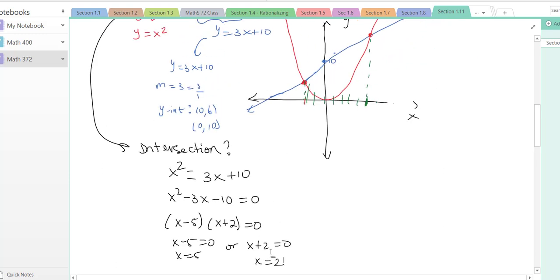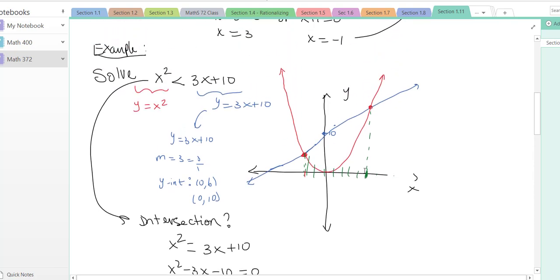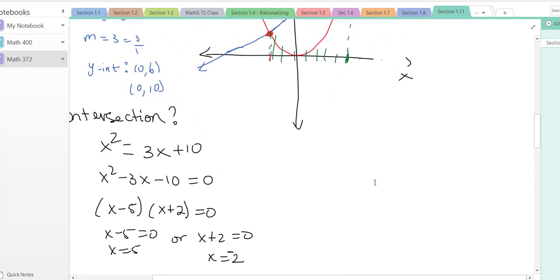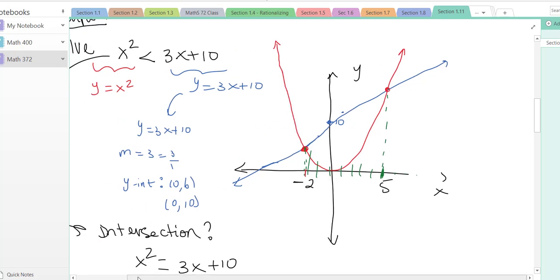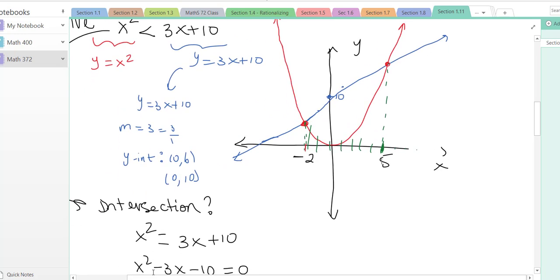So going back to our graph, that means that the point that we have over here on the left is minus 2, and the point that we have here on the right must be 5. And so the inequality, and notice that it is less than, so it's completely less than, so we are not going to include those points. So my solution is going to be the part that is shaded in green. So right here, but not including those values.